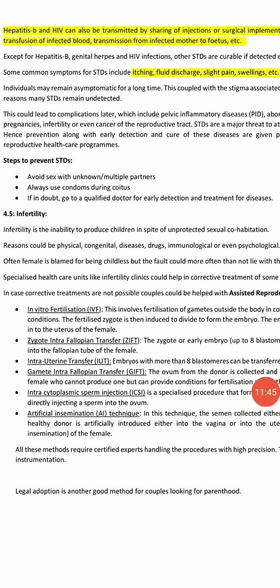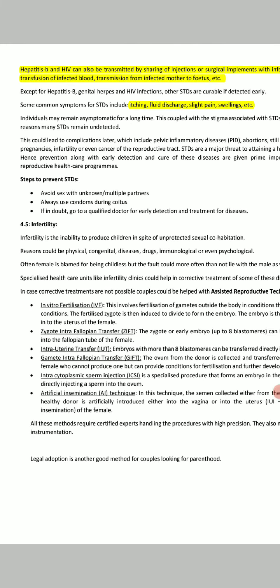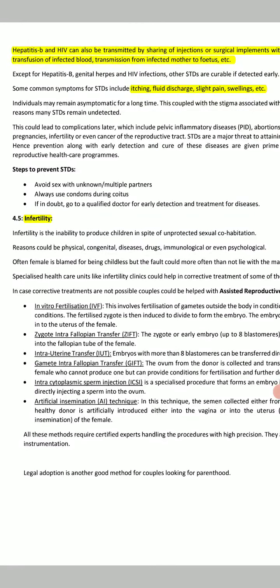The last topic for today, for the last video of this chapter, is infertility. Nowadays infertility is a major issue for married couples. So what is the meaning of infertility? Infertility is the inability to produce children in spite of unprotected sexual intercourse or cohabitation. I am highlighting this portion. What is the meaning of infertility? It is the inability to produce children in spite of unprotected sexual cohabitation.